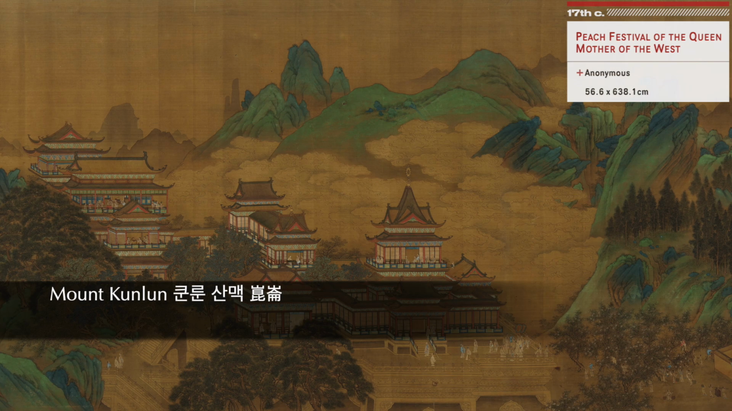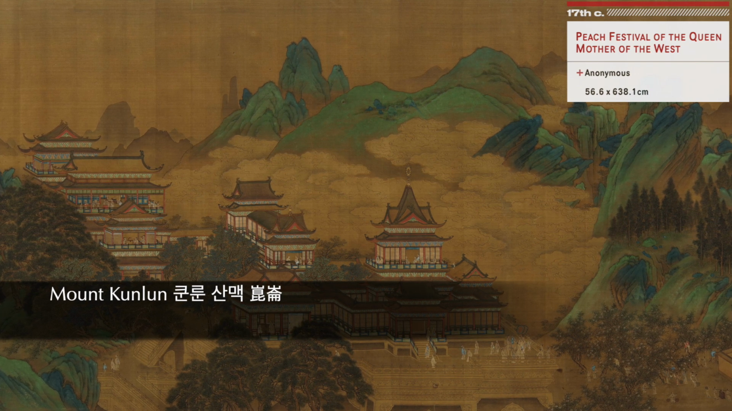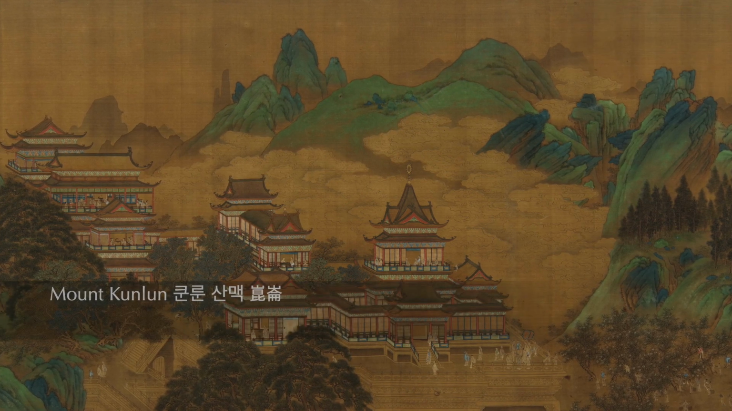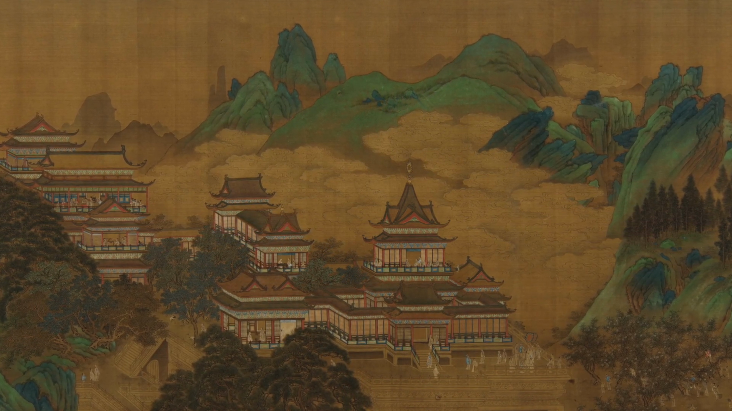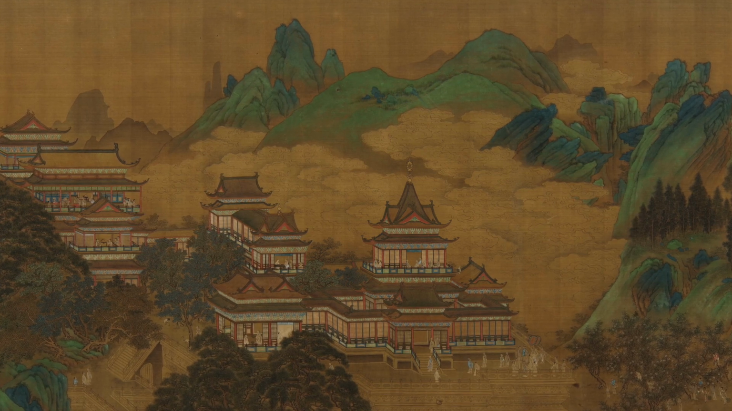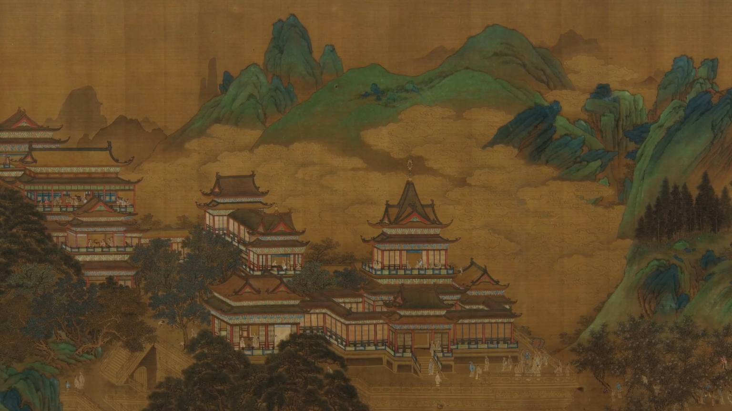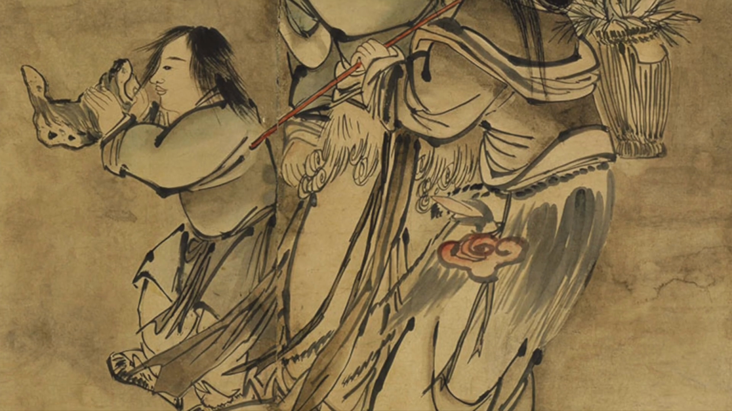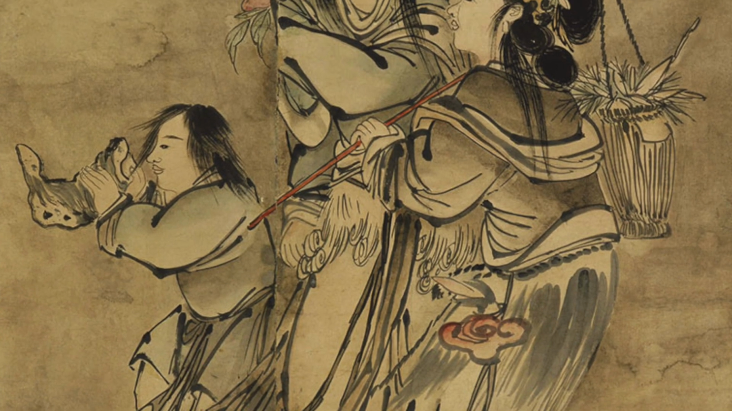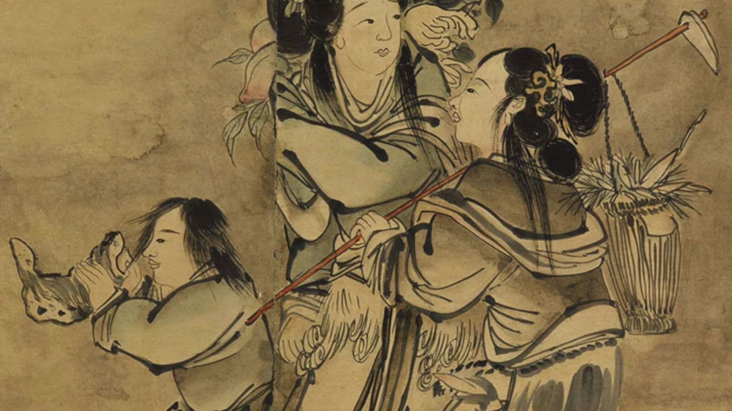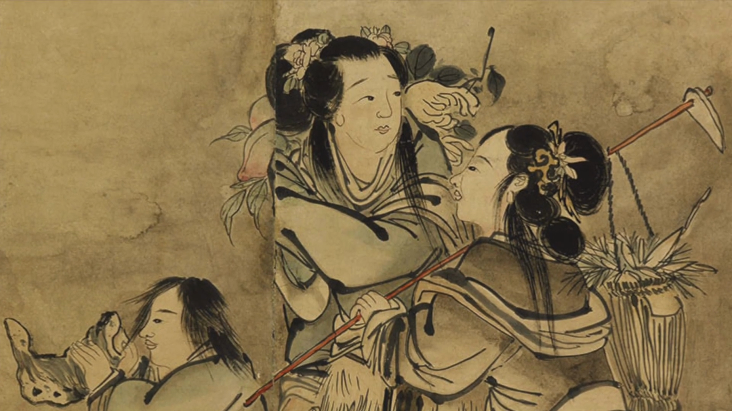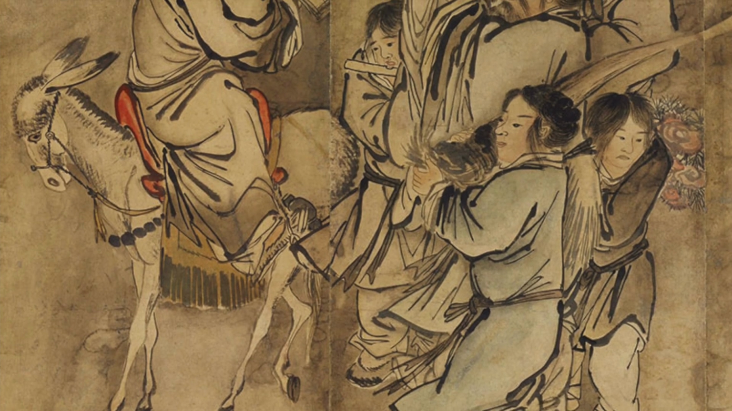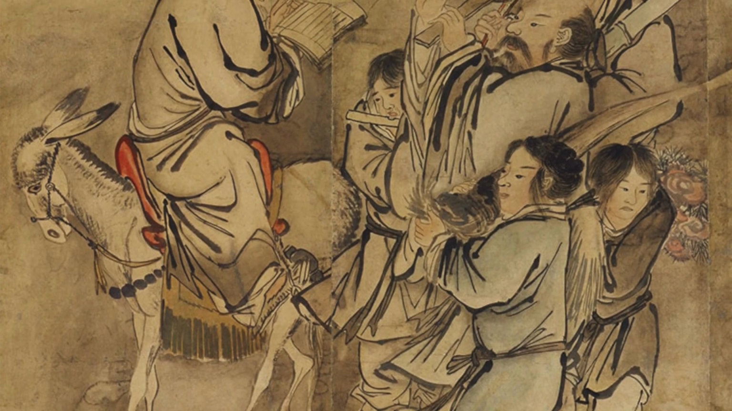There's a legend that there are heavenly peach trees that grow on the slopes of Mount Kunlun in China. If one eats the fruit, which grows every 6,000 years, one will extend his or her lifespan by 60,000 years. In the painting, we can see a woman who ate a peach that she displays proudly on her left shoulder. The donkey can carry its master wherever he wishes in mere seconds.